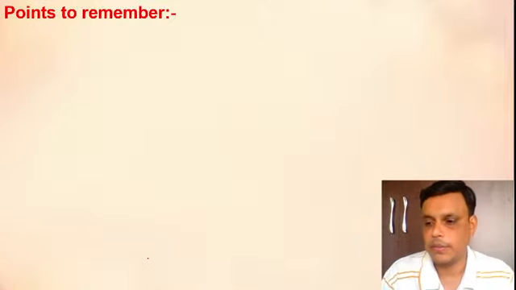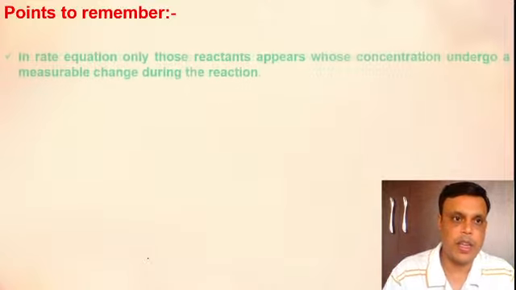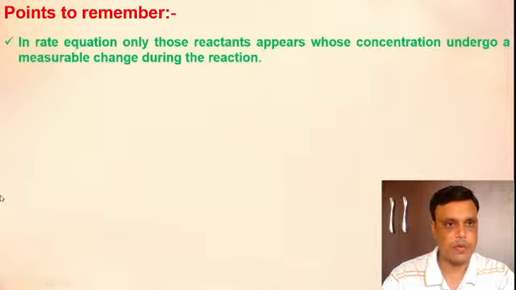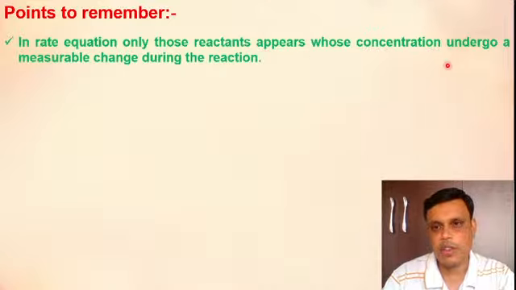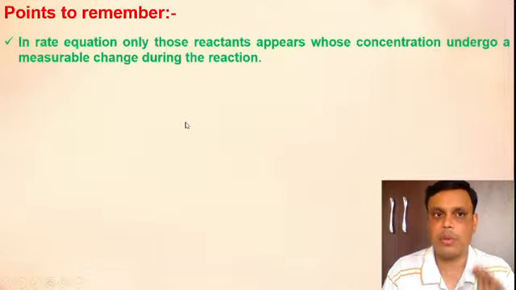Okay. Then points to remember. There are 3 points that you have to remember in case of order of reaction. Write down these points to remember. What is the first point? In the rate equation, only those reactants appear whose concentration undergoes a measurable change during the reaction. Now to find out the order of reaction you have to write a rate equation.